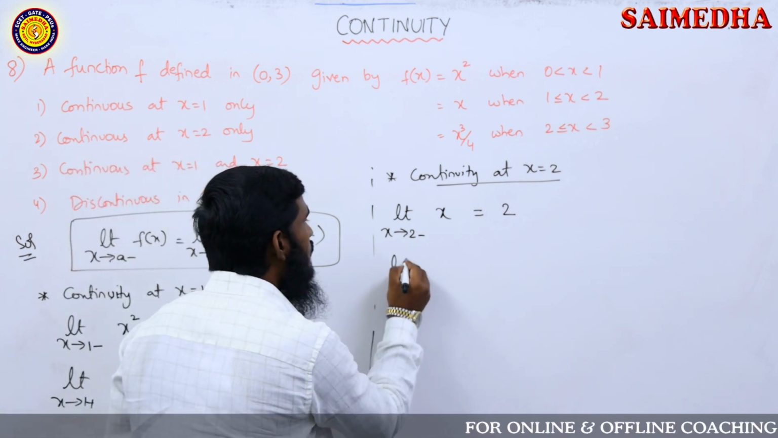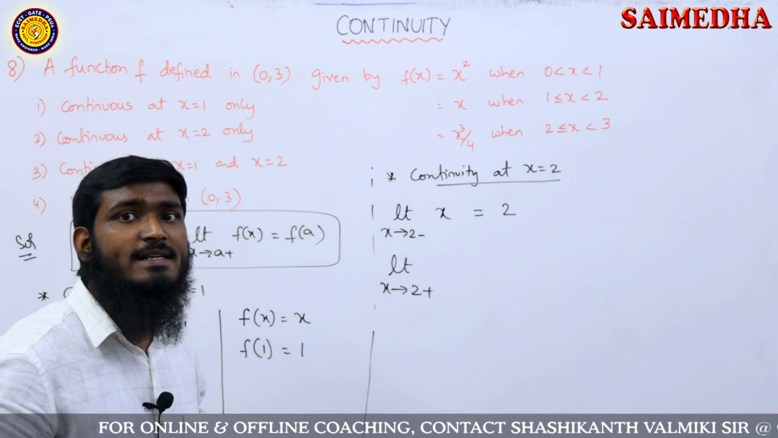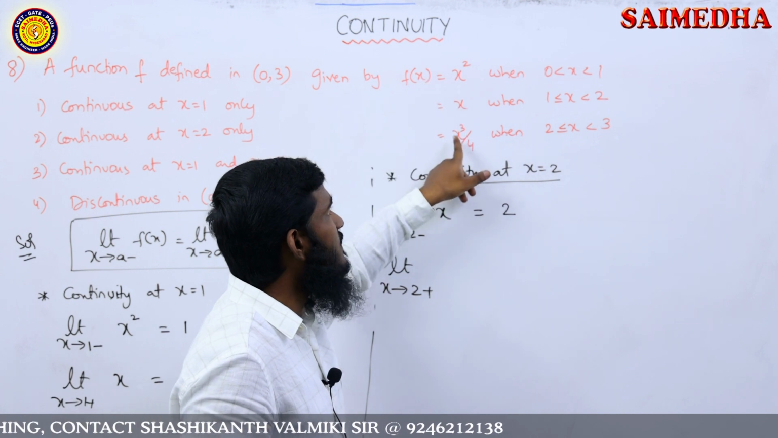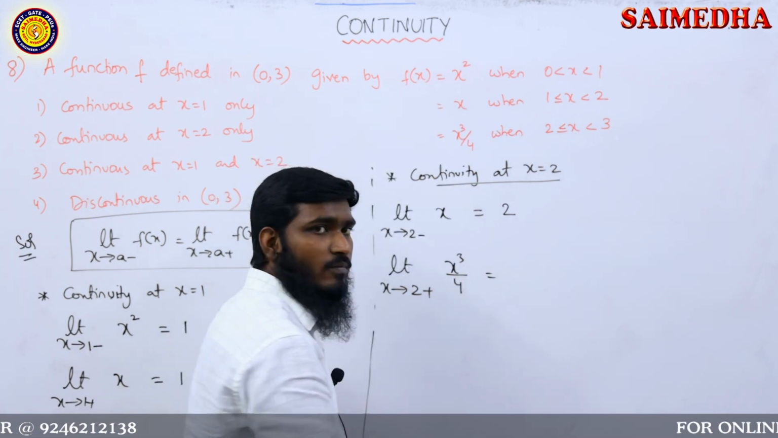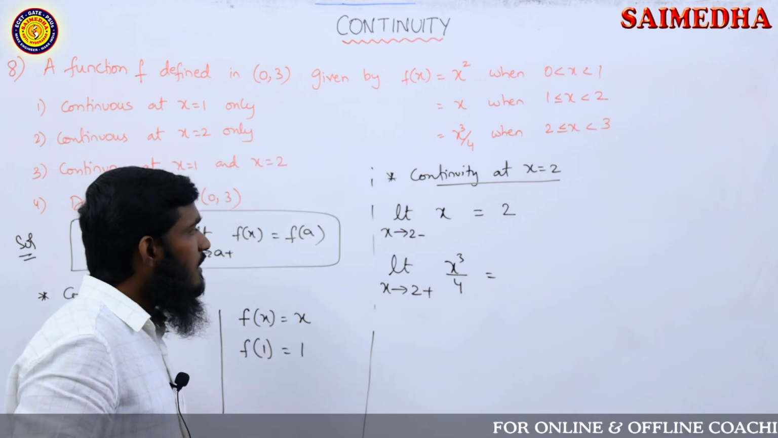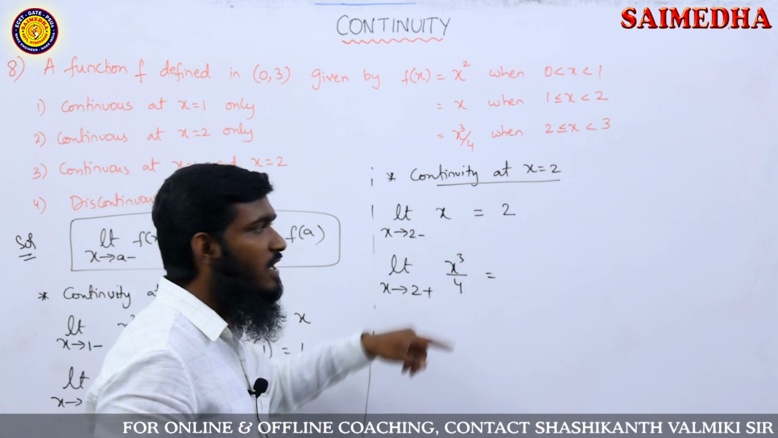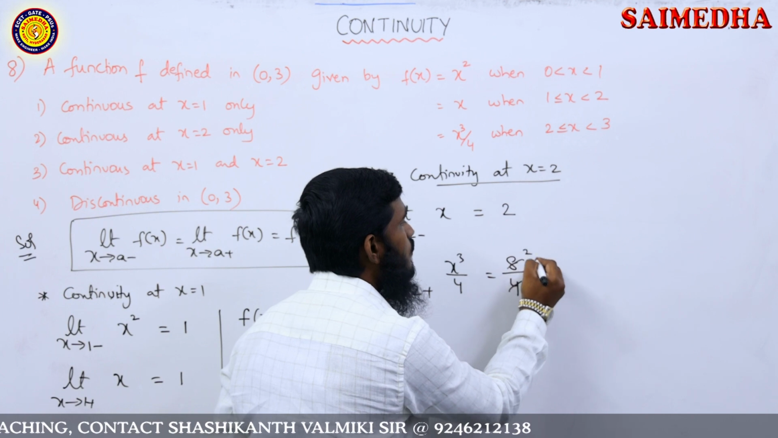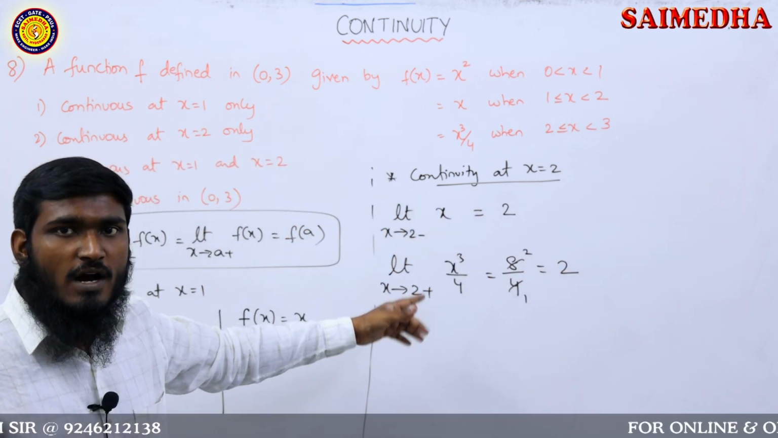Now the RHL value, limit as x tends to 2 plus. 2 plus means it is greater than 2. If it is greater than 2, f of x is x cube divided by 4. Now in the place of x we take 2. 2 cube: 2 twos are 4, 4 twos are 8. So 8 divided by 4 is equal to 2. So the LHL value is equal to the RHL value.